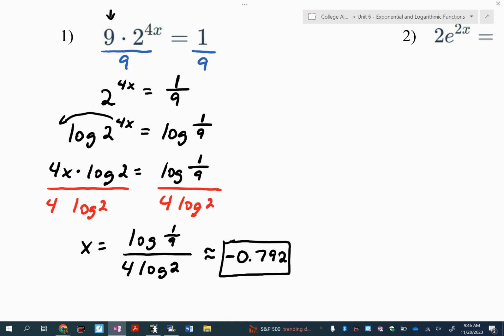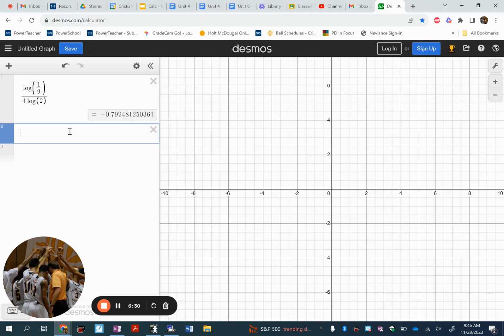Okay, remember, what was the original problem? 9 times 2 to the power 4. Awesome. All right, so I'm going to write down 9 times 2. Remember, you're not doing this. All right? To the power 4. And then my x rounded is this value. And what did I get?